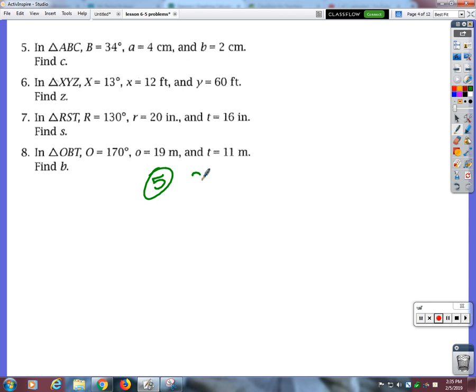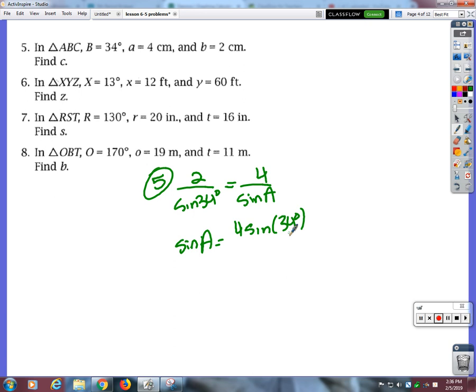So if you go 2 divided by the sine of 34 equals 4 divided by the sine of A. Hang on, don't give it away because Mylena has to practice this part. Which two things go on top? Okay, 4 sine 34. So sine of A equals 4 sine 34 divided by 2.